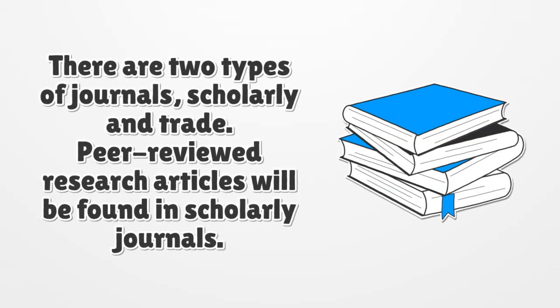In the field of nursing, there are two types of publications: scholarly journals and trade publications. These tutorials have mostly focused on scholarly journals since they contain peer-reviewed articles that serve as good sources for academic projects.